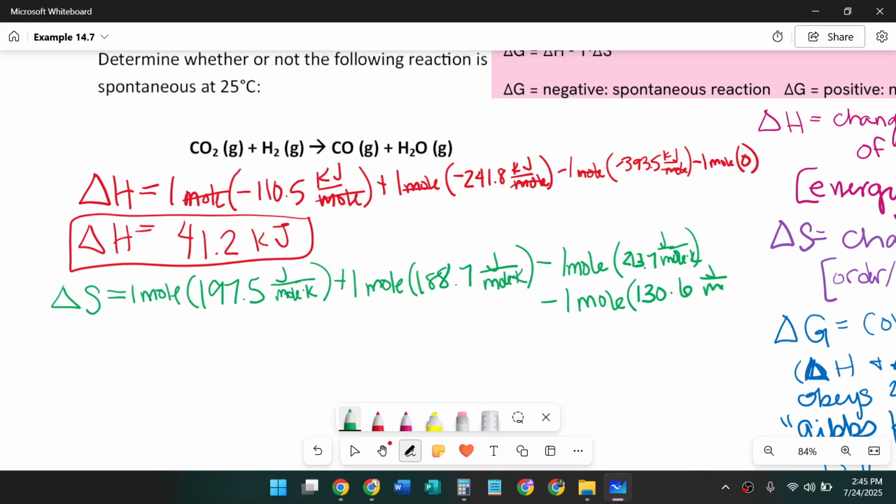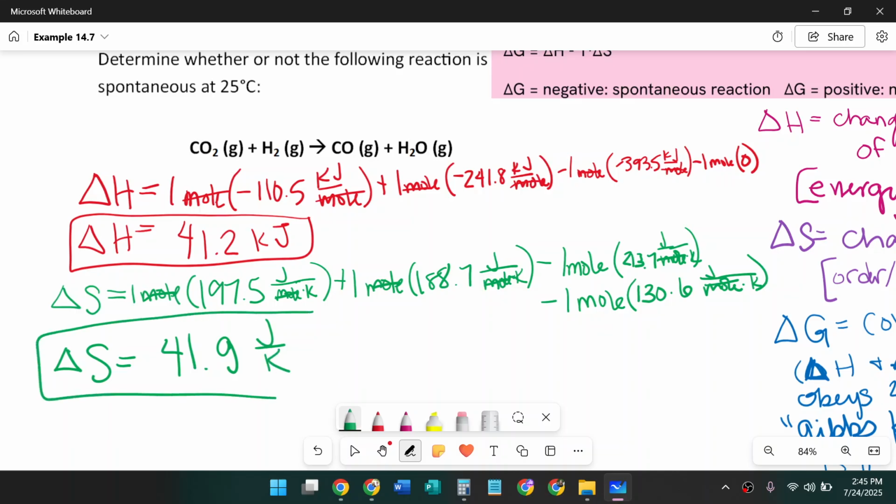130.6 joules per molic. All right, so now we're going to mark out all of our moles so that we end up with just the other units. And again, everything's just 1, so it's just a lot of adding and subtracting, and everything's to the tenths, so it's really easy. Whatever you put in your calculator, whatever you get out, it's going to be it. So we have 41.9 joules per Kelvin. All right, now we have the 2 pieces that we need for our problem.